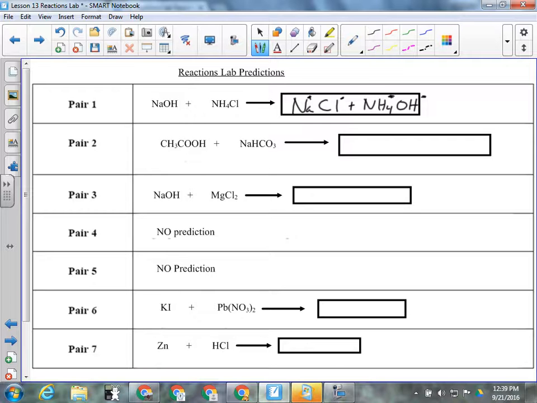For pair number 2, I've got CH3COOH. This stuff is acetic acid. In other words, it's vinegar. And it's reacting with sodium hydrogen carbonate, baking soda. Now this one's a little trickier. Is it still a double replacement reaction? It is, but it's masked, because this compound here doesn't look like an ionic compound the way it's written. It doesn't start with a metal.